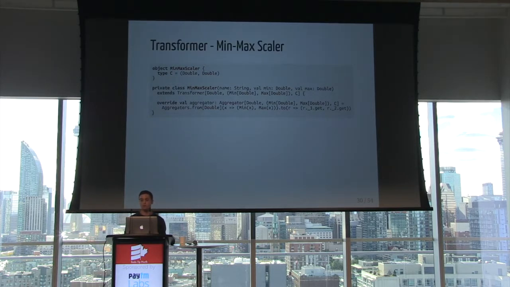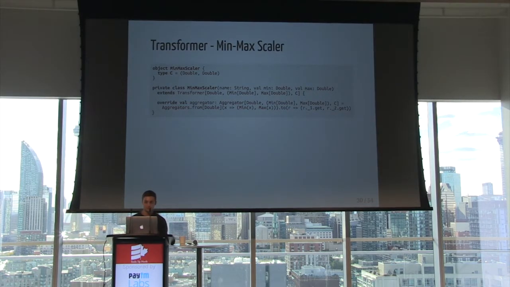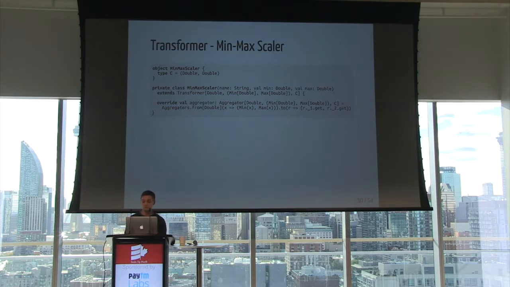But now let's go back to our min-max scaler. Really, this is pretty much equivalent to what we just saw, except this time we're implementing it in terms of an aggregator rather than just vanilla Scala code. So the input type for this is obviously double. And then our intermediate type is a tuple, where the first element is a min of double, and the second is a max of double, since we need to keep track of both.